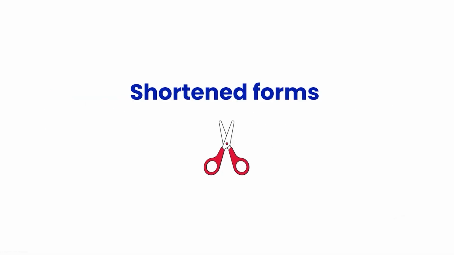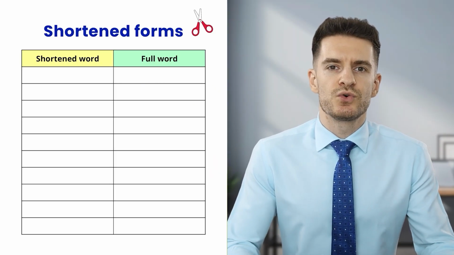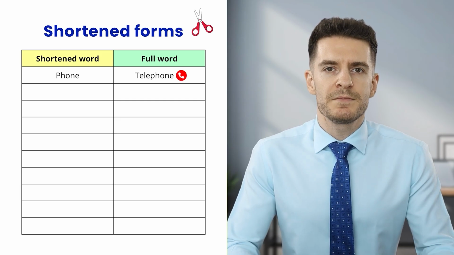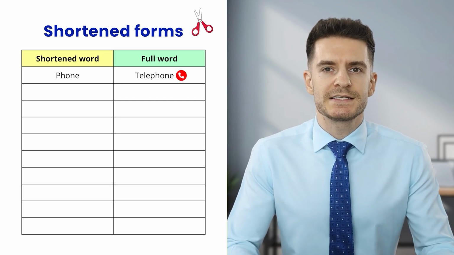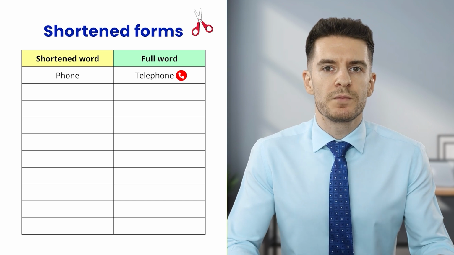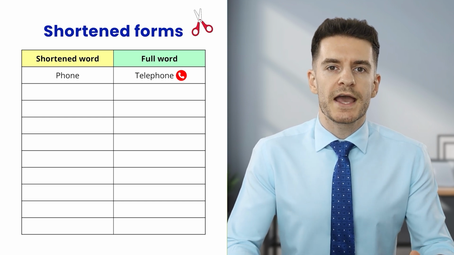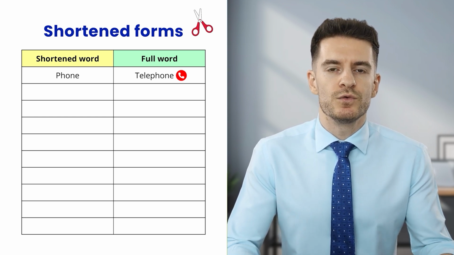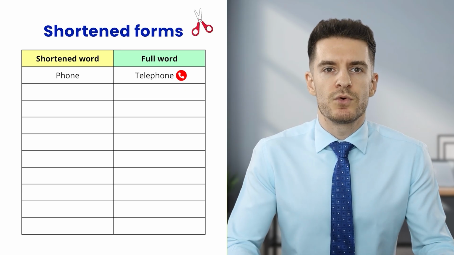All right, let's move on to the next type of vocabulary that you should not be using, which is shortened forms. So you might be thinking, what is a shortened form? Well, what I mean by that is, have a look at this word here, phone. Well, this is the shortened form of telephone. For IELTS writing, you need to write the full word. Let's have a look at some more examples.